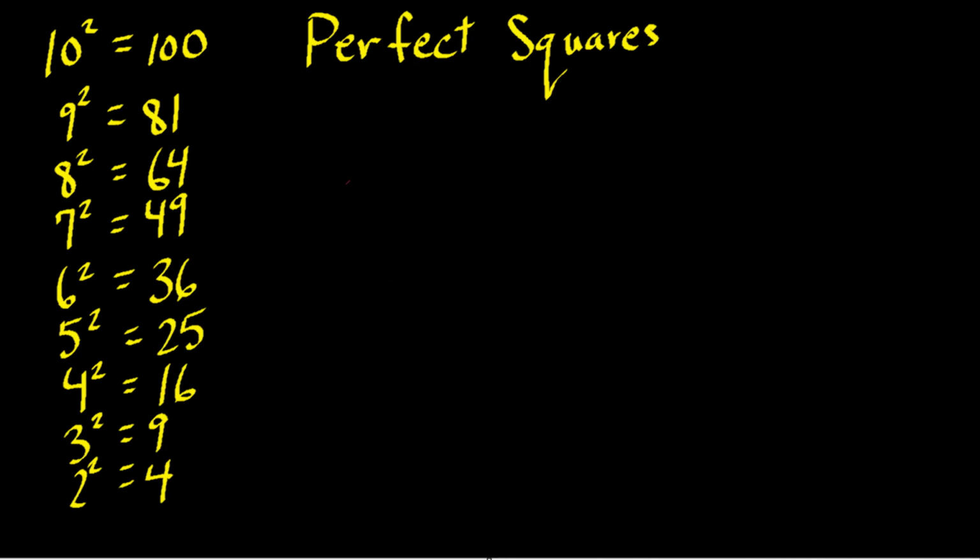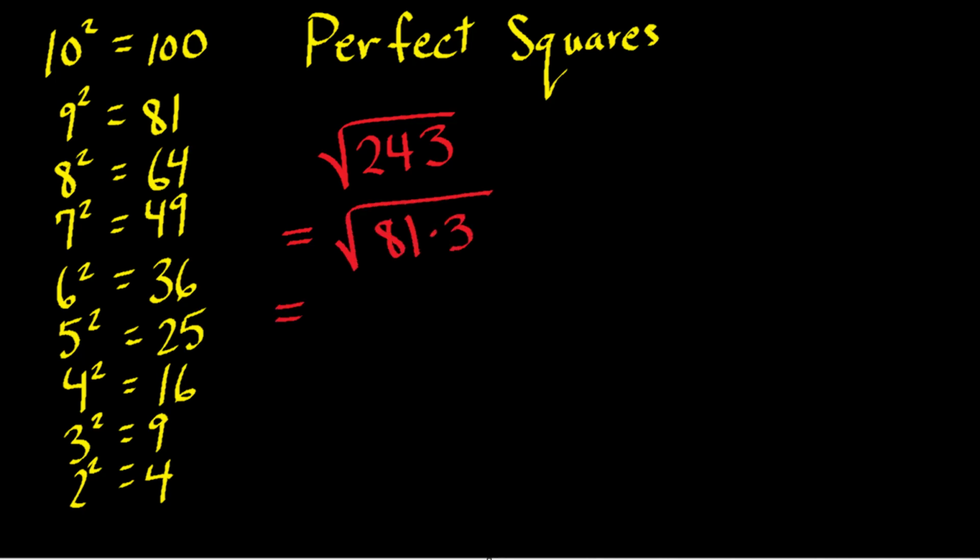Here's another one. Simplify square root of 243. Now if you divide 243 by the values in our list, you'll find that 81 divides in evenly 3 times. So this can be written as square root of 81 times 3, which equals square root of 81 times square root of 3. And since square root of 81 is 9, that can lead us to our final answer of 9 square root of 3. Let's try one last problem.